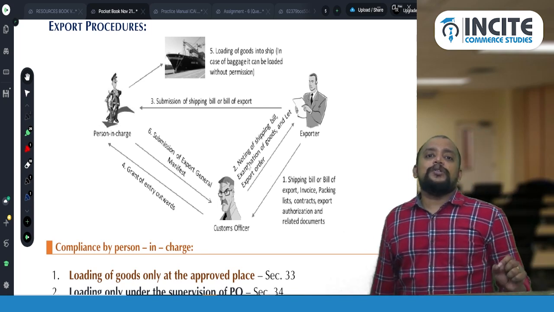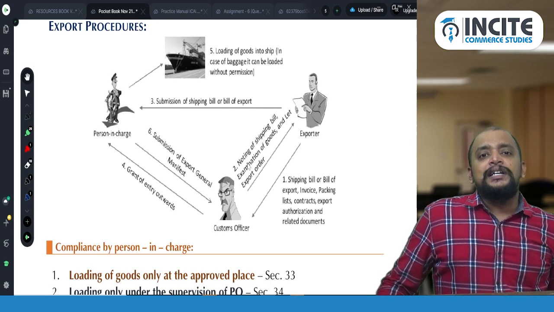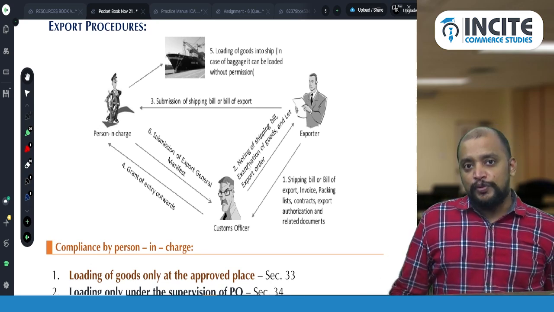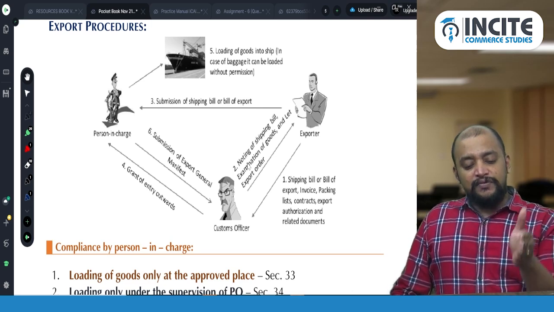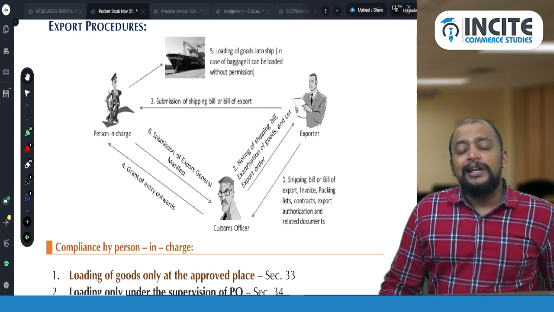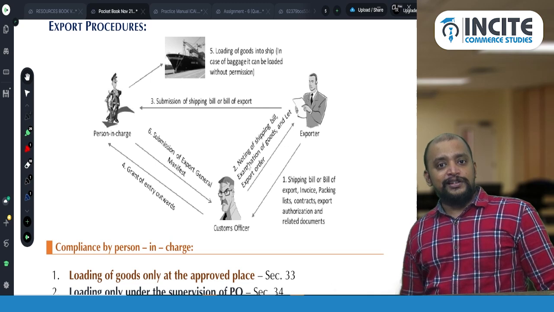So what is the document to be filed by the exporter here? In case of vessel and aircraft, it is shipping bill. In case of vehicle, it is bill of export. So they need to file that with the customs officer.